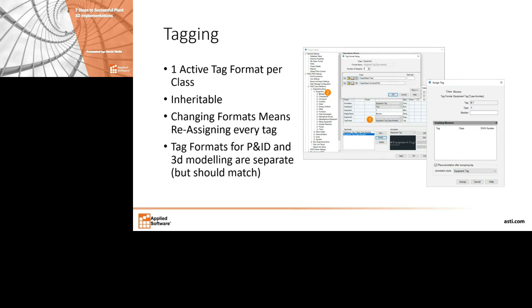Common ones are you have the type of equipment and then a number. You might have an area, a type, and a number. There's a variety of them, but you want to make sure you get those set up at the very beginning. And the reason I say that is if we go through and let's say we put in a type and a number, and then we discover they really want area, then we have to go back to every single piece of equipment that we've tagged, and we have to assign the tag again.